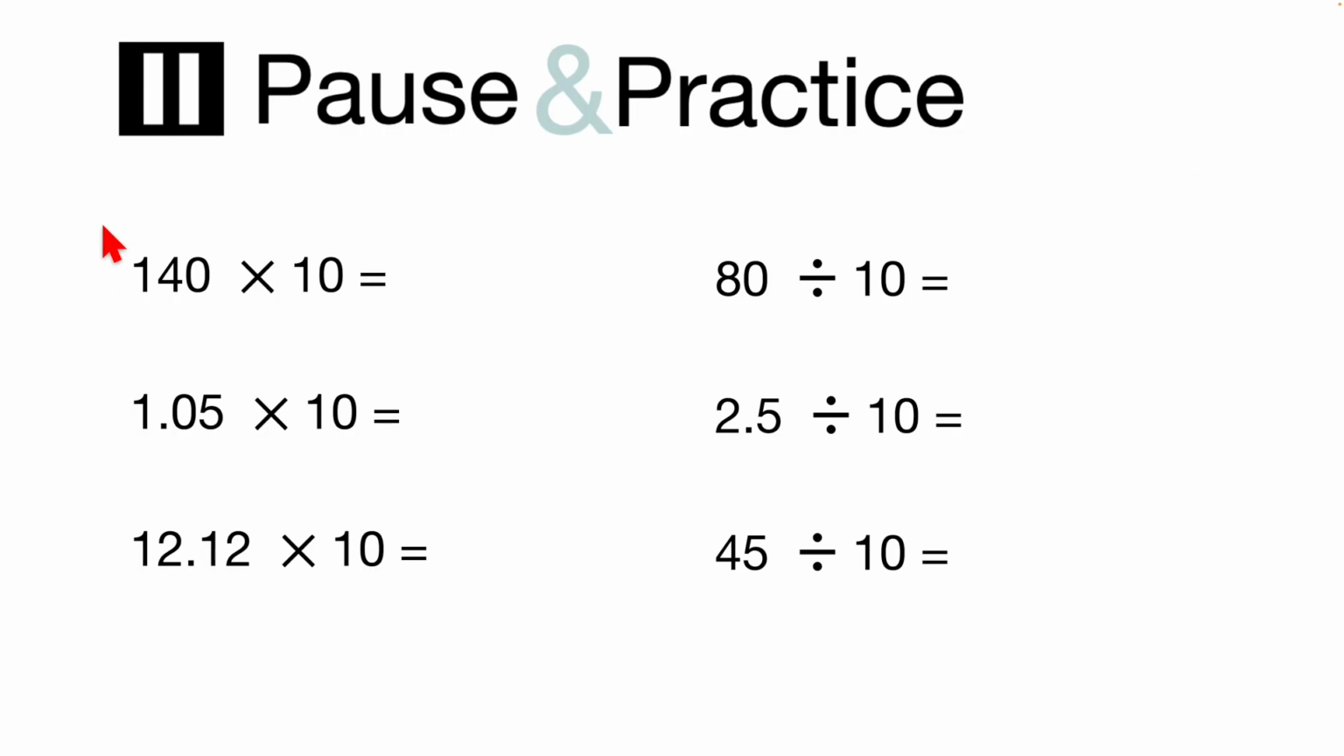Hope you did well. Here we go. 140 times 10. Imagine a decimal point or not. We'll just add 0 to that one. That's an easy one. Here we've got a decimal point and we're multiplying by 10. We will move the decimal point one place to the right and that'll give us 10.5.